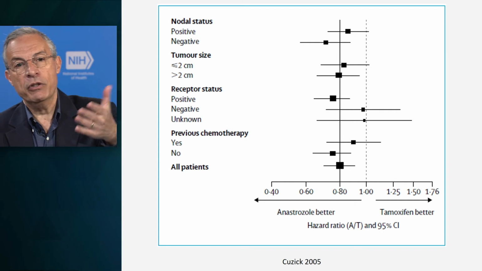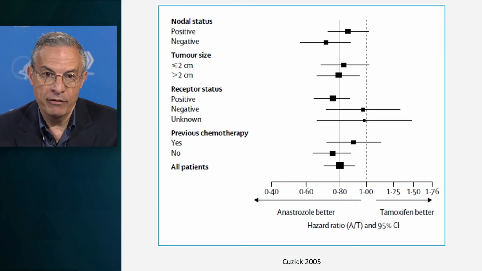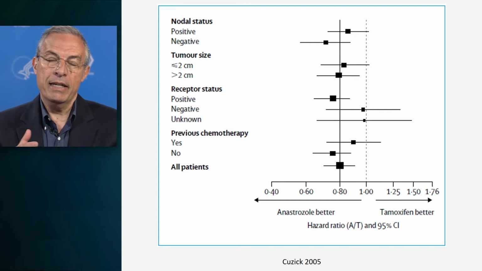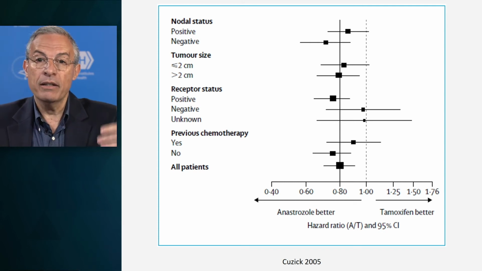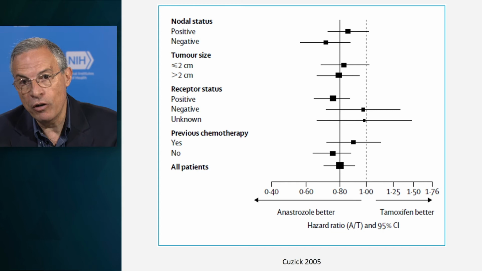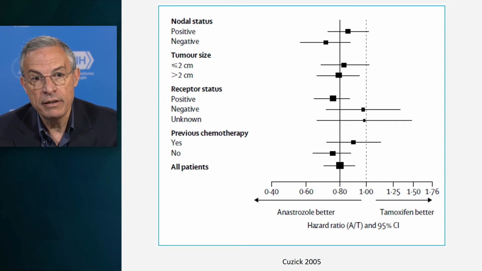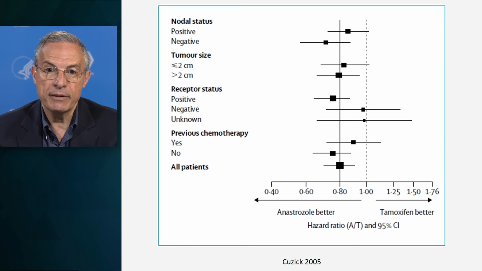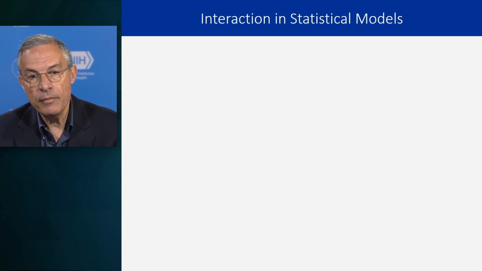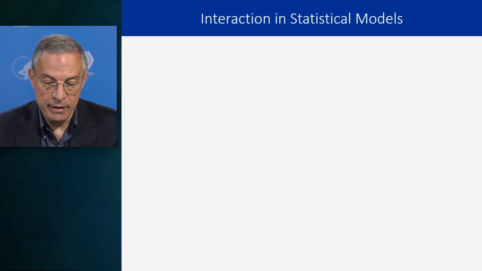And if you take the first subgroup, the positive and the negative nodal status, you can see that even though one covers 1 and the other one does not, they both cover the overall. And the two subgroups are not different in terms of the treatment effect. So that's for subgroup analysis.